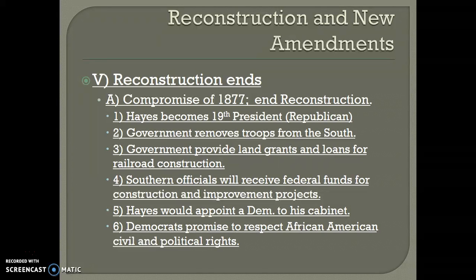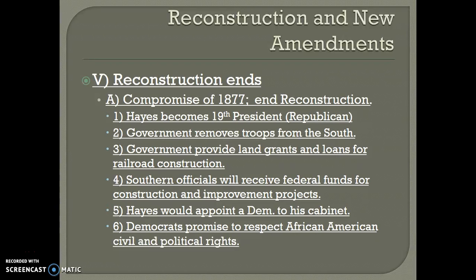He's a Republican. And he makes a deal with the Democrats in Congress and the Southerners, saying, Rutherford Hayes will become president if the South gets some things. So first, Reconstruction's ended. The government removes the troops from the South because the South still had troops there to try to protect these ex-slaves.